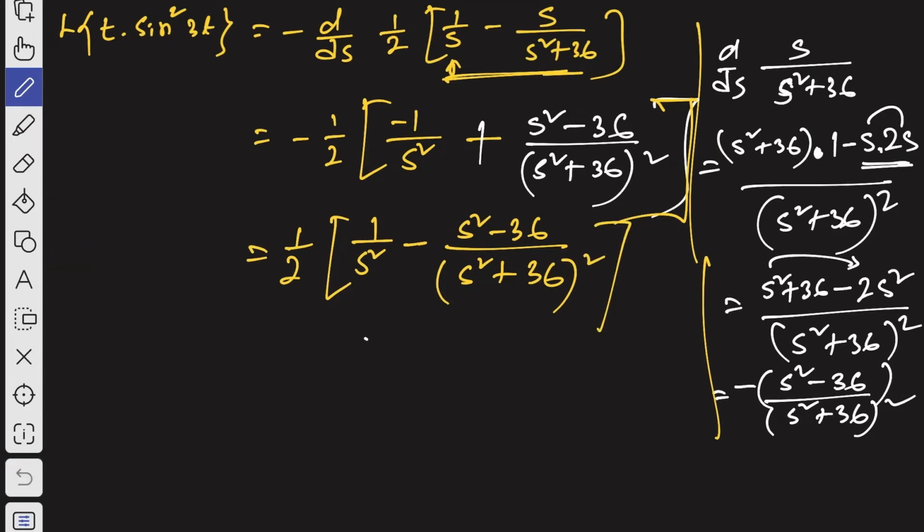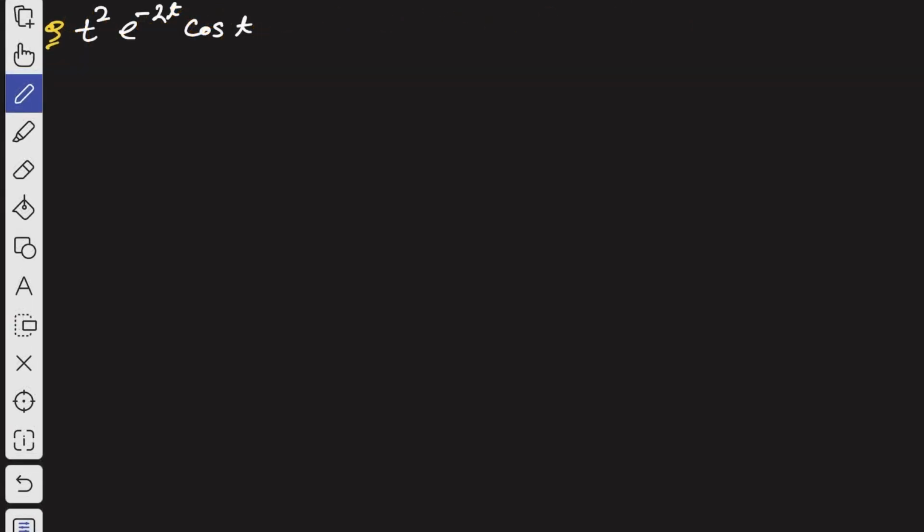So hope you have understood. That's how we can find a Laplace transformation of this t into sin 3t. So now let's move on to the next. Now we are to find the Laplace transformation of this: t square e to the power minus 2t cos t.